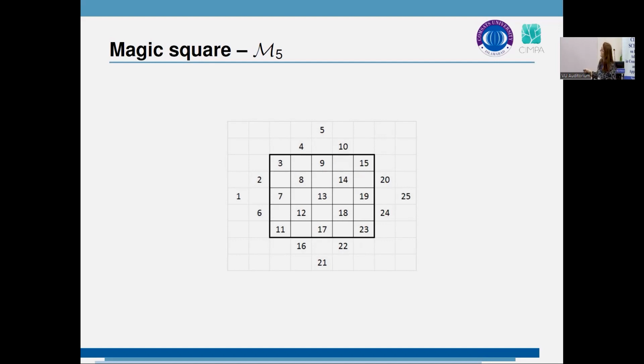So the numbers from the left side will fill the holes on the right side. So we will do it. From the right side, numbers will go to the holes on the left side. And from the top, we will shift numbers to the bottom. And from the bottom, we will shift numbers to the top. Yeah, and you have it. I hope that you believe it works. Okay.